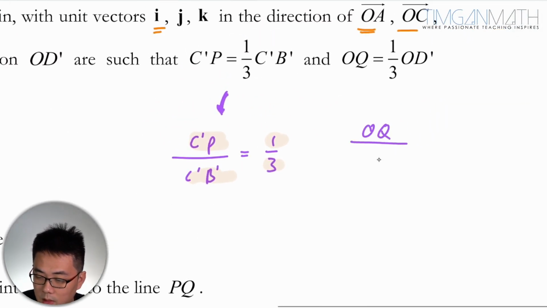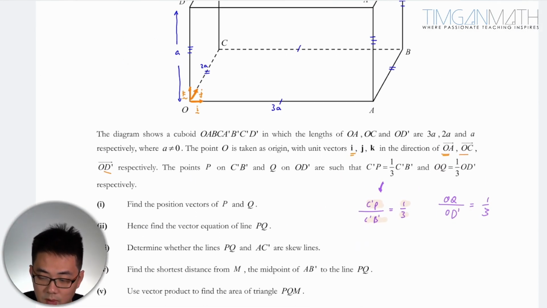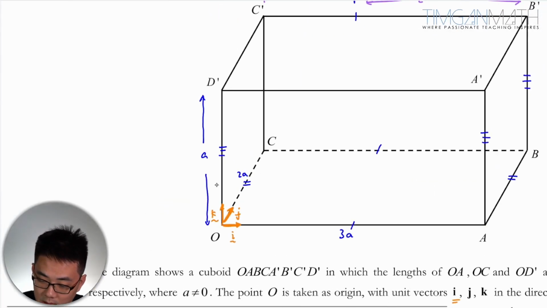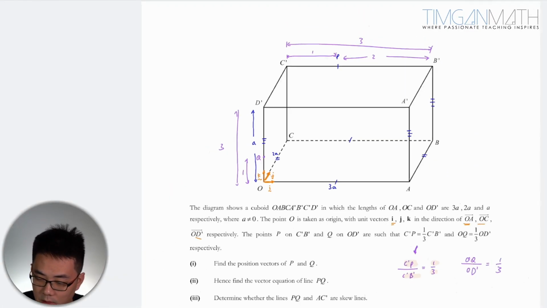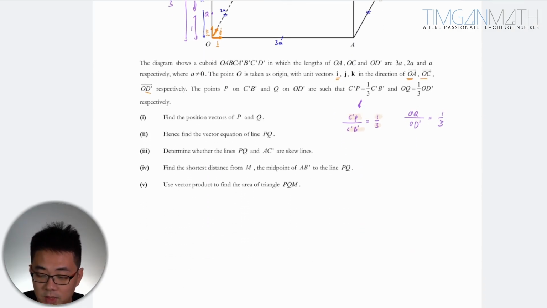Then after which we're going to do the same thing for OQ. OQ is one third of OD prime. OQ is 1 unit, OD prime is 3 units. So Q will be here. This is 1, this is 3, so that will be 2 on top. Okay, great. Now find the position vector of P and Q.